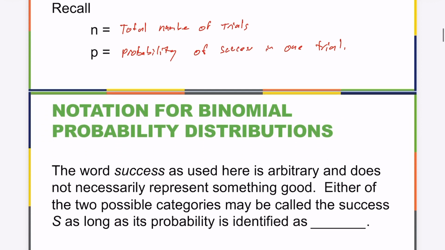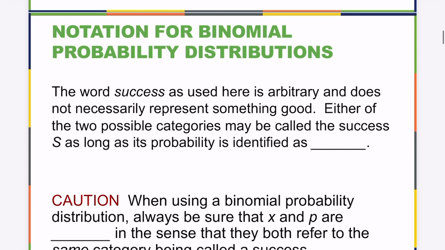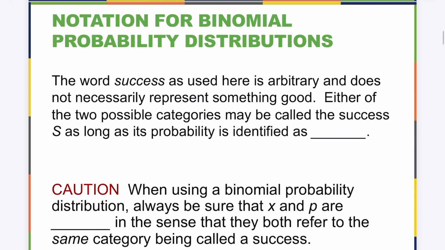All right, great. Okay. The word success as used here is really arbitrary and does not necessarily represent something good. Either of the two possible categories may be called the success, S, as long as its probability is identified as P. So remember, when using a binomial distribution, always be sure that the X, number of successes, and P, probability of success, are linked, matched, are consistent.